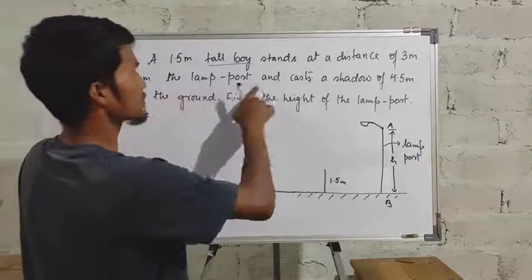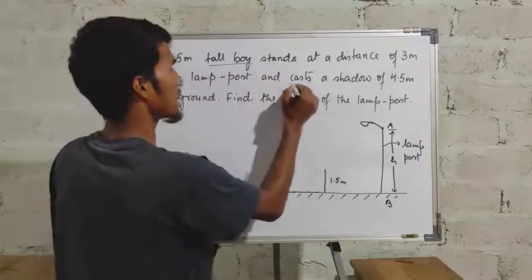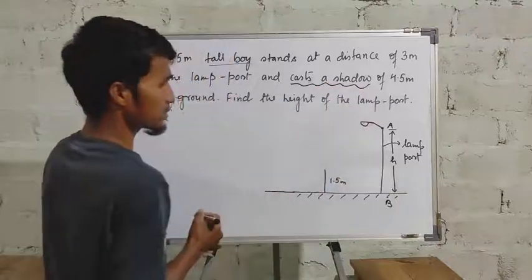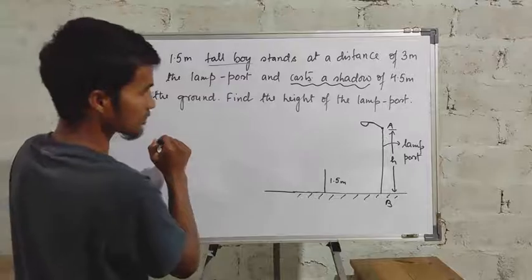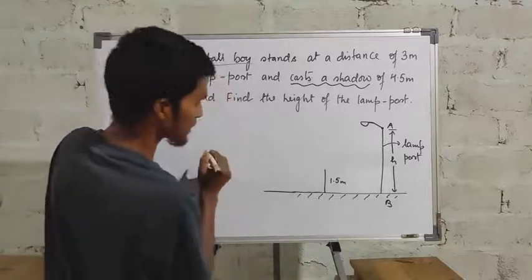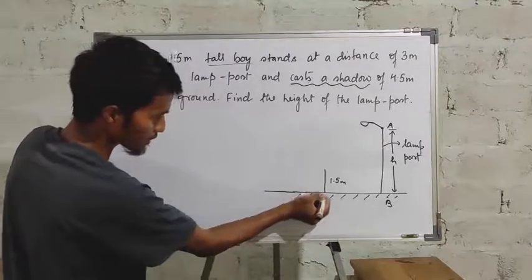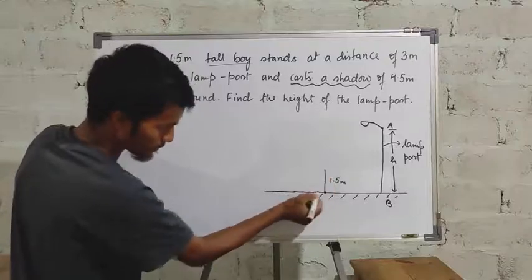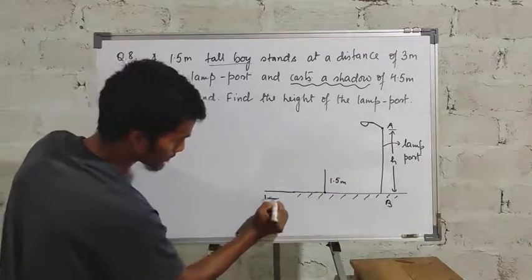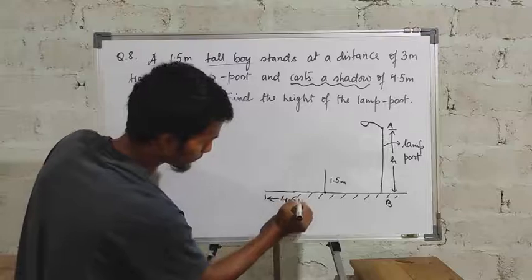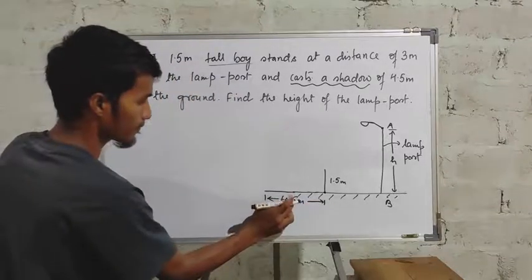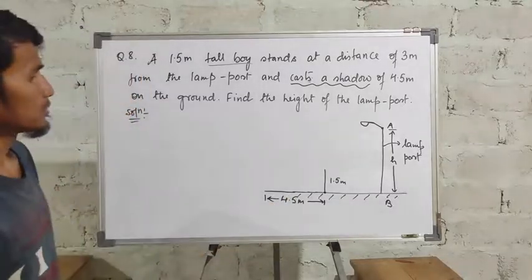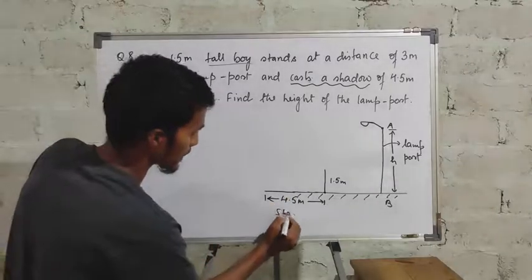Then from the lamp post he casts a shadow of 4.5 meter on the ground. Okay, 4.5 meter, casts a shadow, means from here to here. The shadow will move this side. Okay, from here to here. 1.5 meter is a shadow. Okay, this is shadow.